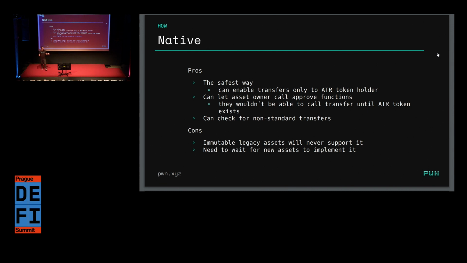The con is that immutable legacy assets will never support it. If they're immutable and deployed, we cannot give them this utility, and we need to wait for new assets to implement it before we can use it.